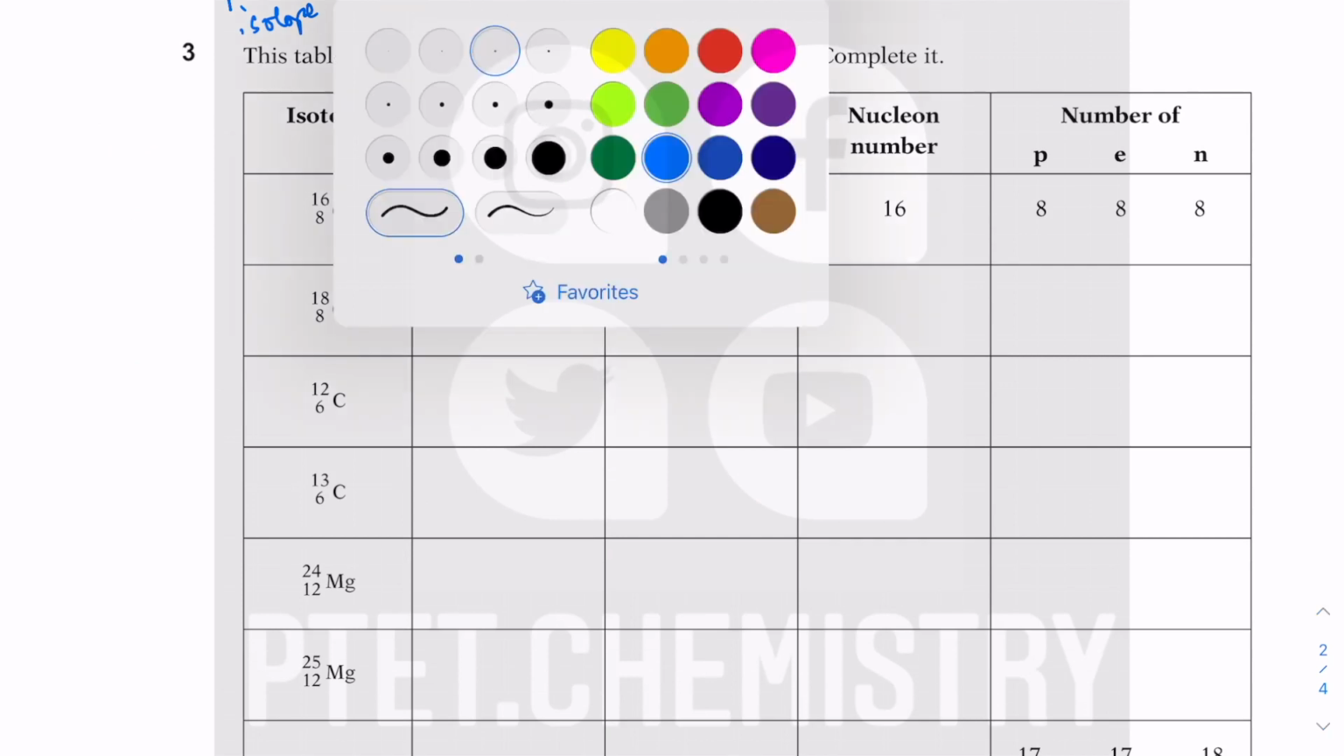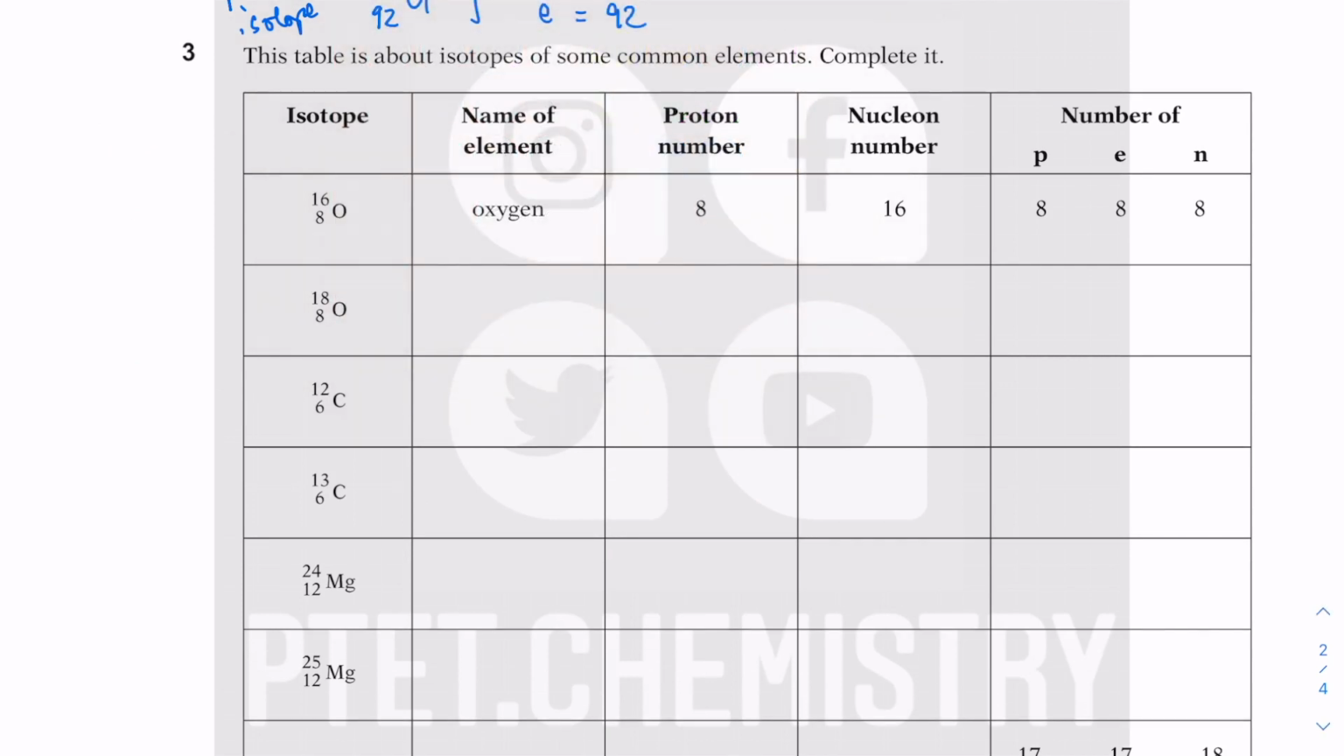Question 3 is where we need to start counting the number of protons, the mass number, the number of protons, electrons, and neutrons. So this element is oxygen, and the identity of the element is the proton number, so it's proton number 8. The nucleon number is also the mass number, which is 18. 8 protons, 8 electrons, 18 minus 8, because nucleon number minus the proton number, you get 10, right?